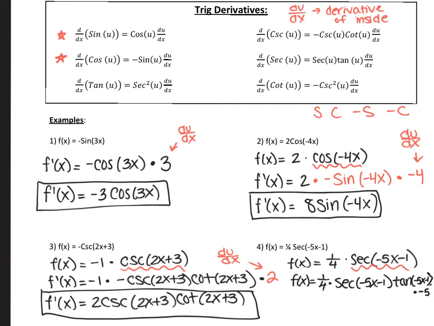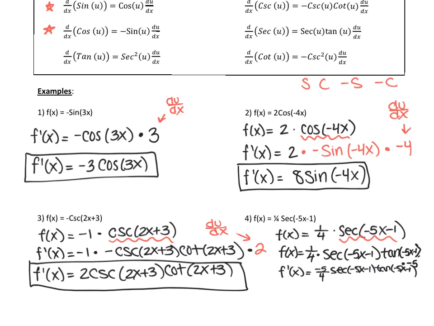So if we put this all together, 1/4 times negative 5 is negative 5/4 secant of negative 5x minus 1 and tangent of negative 5x minus 1. Sorry, that's a little small. I just kind of ran out of room there. But that is your final derivative. So feel free to pause the video if you need to and copy down the correct answer.